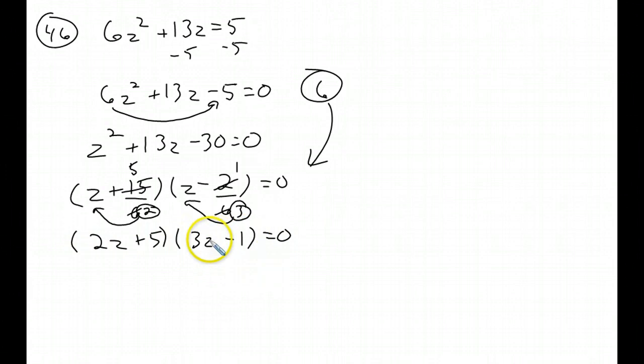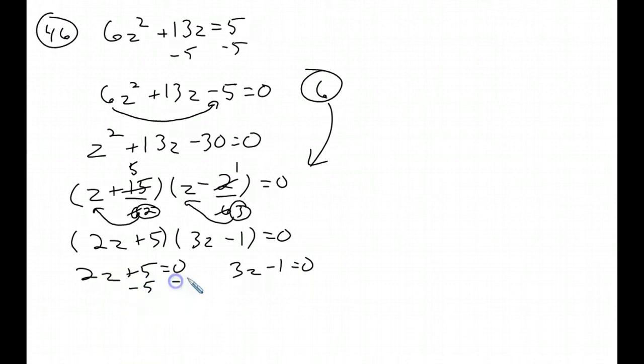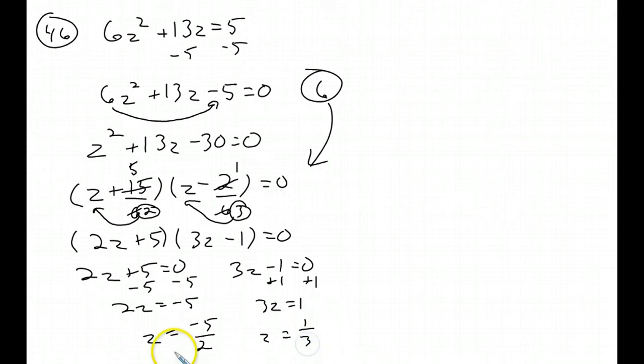Something times something equals 0, so one or both of them must be 0 in order for this to be true. So 2z plus 5 equals 0, and 3z minus 1 equals 0. Solve for z in both of these. Subtract 5, so 2z equals negative 5. Divide by 2, so z equals negative 5 over 2 is your first solution. This one you would add 1, so 3z equals 1, and z equals 1 over 3 is your other solution.